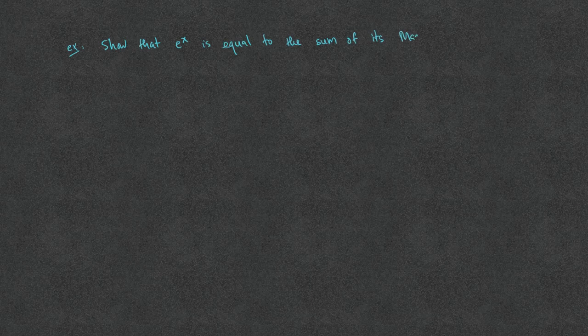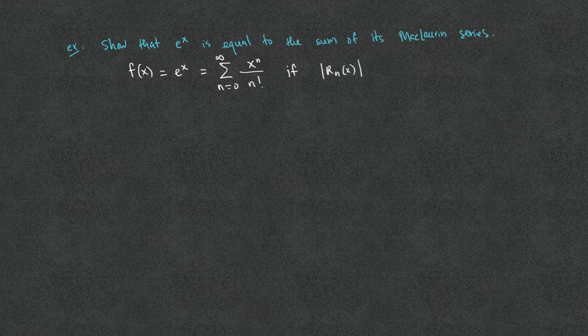Show that e to the x is equal to the sum of its Maclaurin series. f(x) = e^x equals the sum as n goes from 0 to infinity of x^n over n factorial, if the remainder goes to 0 as n goes to infinity.